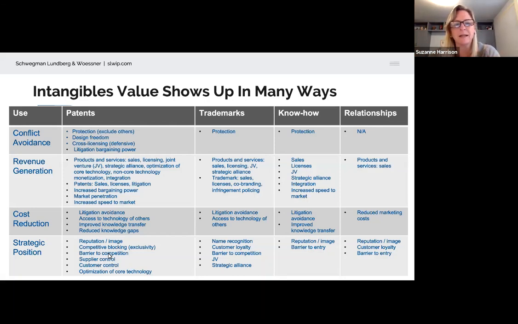And you can see that the role of intangibles shows up, whether it's conflict avoidance, revenue generation, cost reduction, strategic position, and any company probably uses 2 or 3 of these, and really focuses on those as its true value drivers. And when you think about any of these, the role of know-how in improved knowledge transfer, those are the kinds of things that could denote evaluation, right?